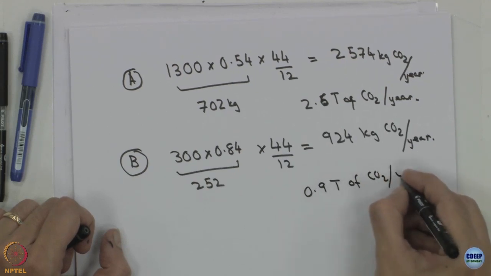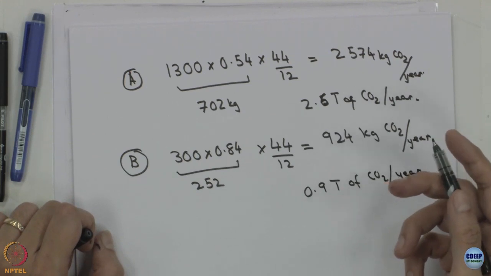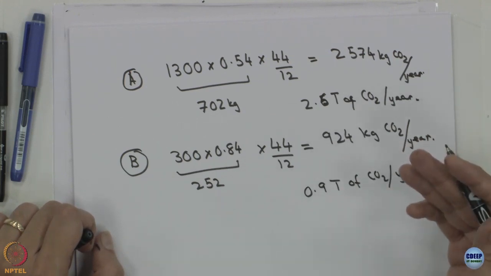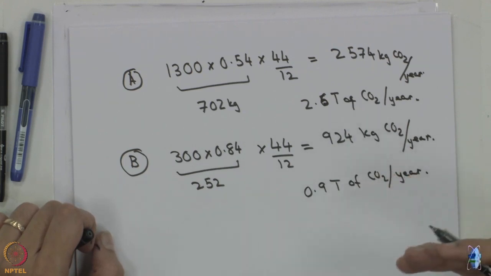So from a CO2 viewpoint, it is better to go in for diesel, and then you see the trade-offs. Diesel is costlier. From a societal viewpoint, there are issues in terms of imports and energy security. From the CO2 perspective, the oil option is better. From a security perspective, the coal option is better. So these are the kind of trade-offs which are actually there in many of the cases.